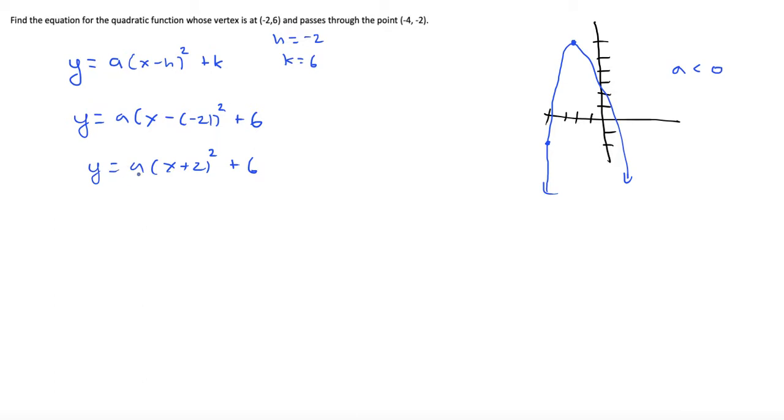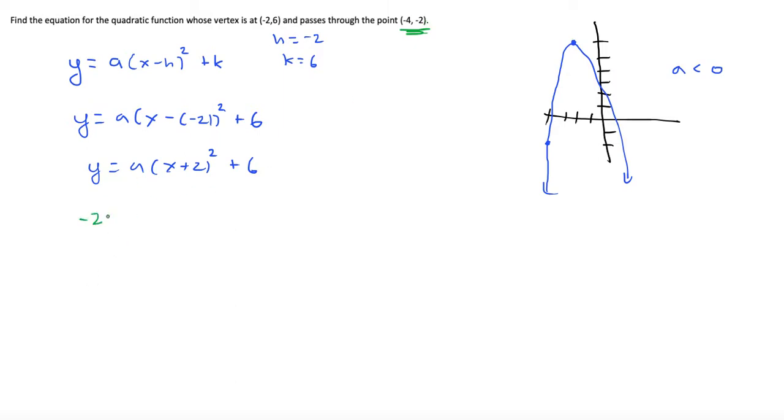Now, wait a minute. What is a though, right? How do we find the value of a? Okay. And the key is we use x and y. We use another point on the graph to help us determine the value of a. And notice that, hey, I know another point on the graph, right? This x value and this y value. So let's go ahead and plug that in.